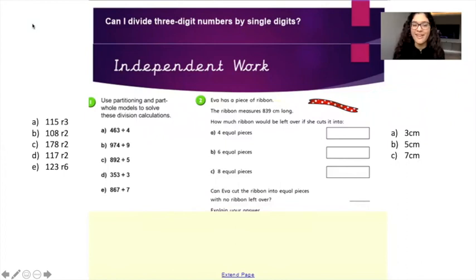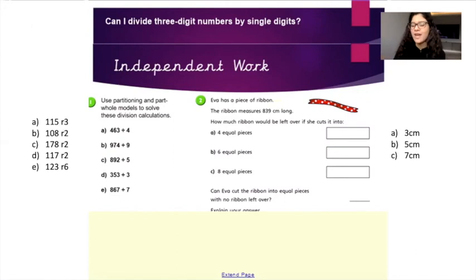Question number 2. Eva has a piece of ribbon. The ribbon measures 839 centimeters long. How much ribbon would be left over if she cuts it into 4 equal pieces? She would have 3 centimeters left over. If she was to cut it into 6 equal pieces, she would have 5 centimeters left over. And if she was to cut it into 8 equal pieces, she would have 7 centimeters left over. Now remember, the way to work that out is to divide 839 by these numbers, and the remainder is how much ribbon is left over.